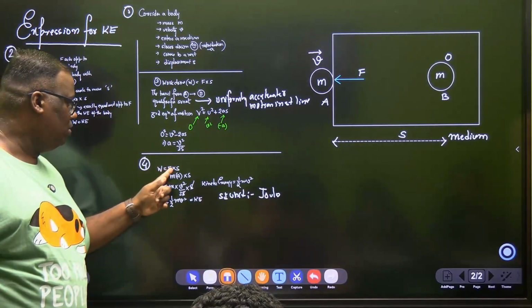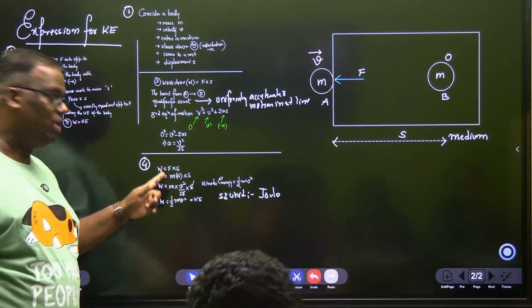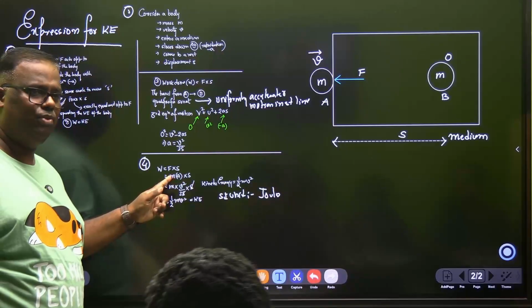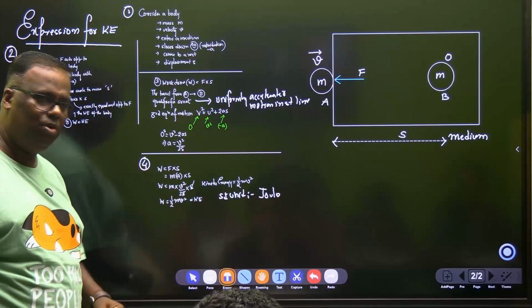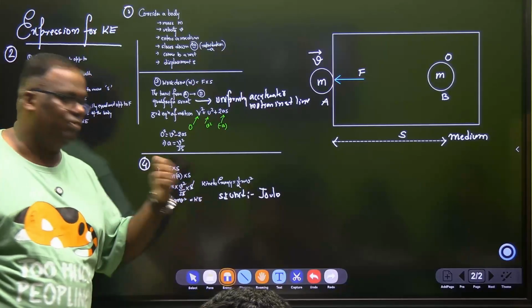So W is equal to Fs. F is equal to M into A. So W is M into A into S. In place of A, put V square by 2S. S cancels S. So half mv square.